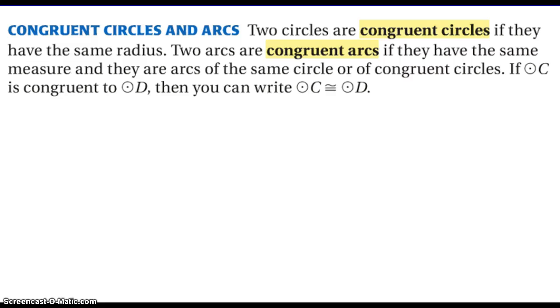Alright, lastly we have congruent circles and arcs. The two circles are congruent circles if they have the same radii. And two arcs are congruent arcs if they have the same measure, and if their arcs are in the same circle or congruent circles. So, I'm just going to draw a quick example.